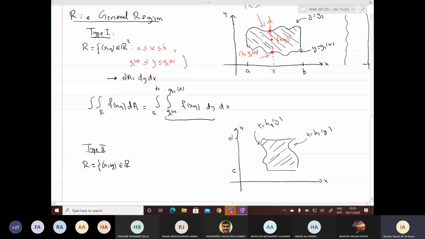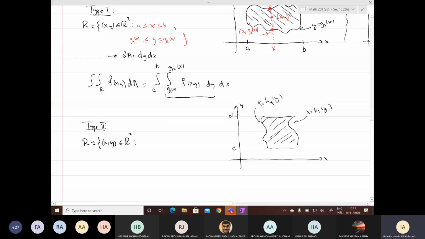You do exactly the same thing. You take an arbitrary point (x, y) here. So just take a line on the y-axis. This is the y coordinate, y. What are the possible values of y? From C to D. If you move this point around, up and down, the y will always be between C and D.